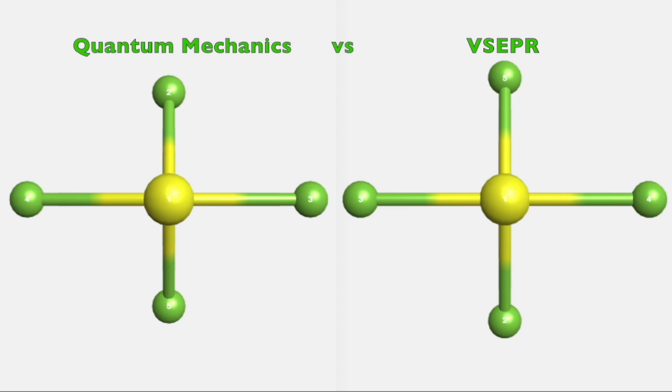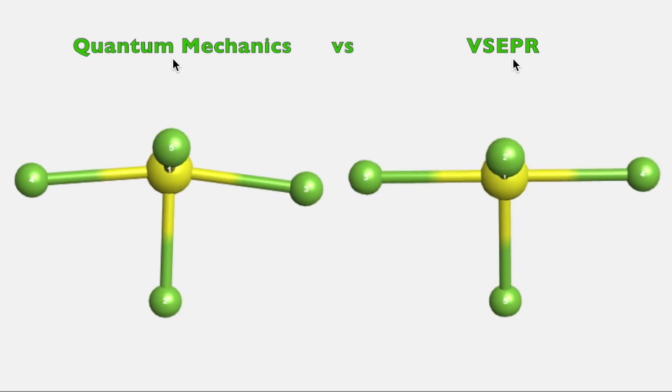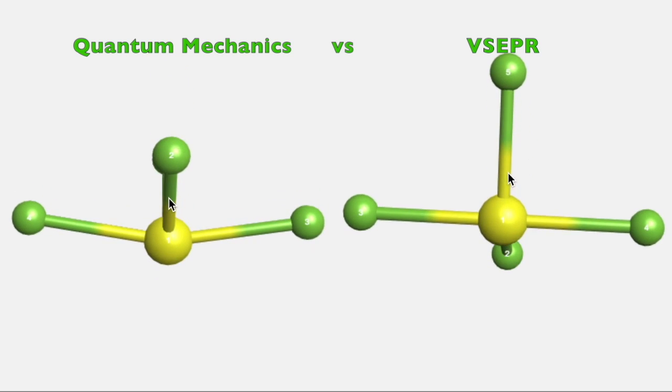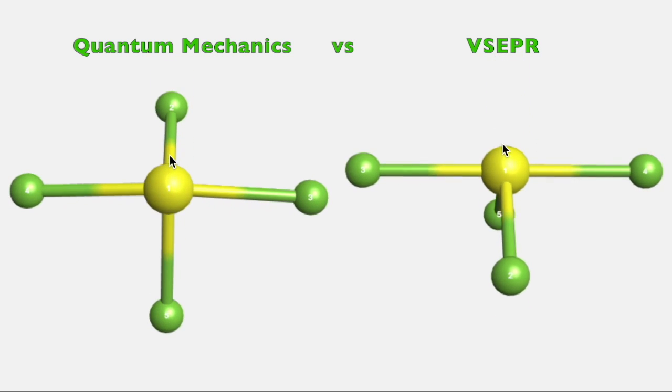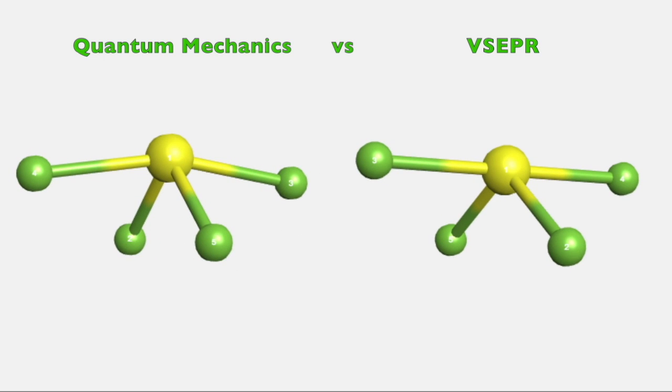In this video, we will be highlighting the differences between the VSEPR ideal structure, shown on the right, and the quantum optimized structure, shown on the left, of sulfur tetrafluoride. The sulfur molecules are shown in yellow, while the fluorine is shown in green. Right off the bat, we can see that both structures have a similar shape, but the quantum mechanical model seems to be slightly more bent.